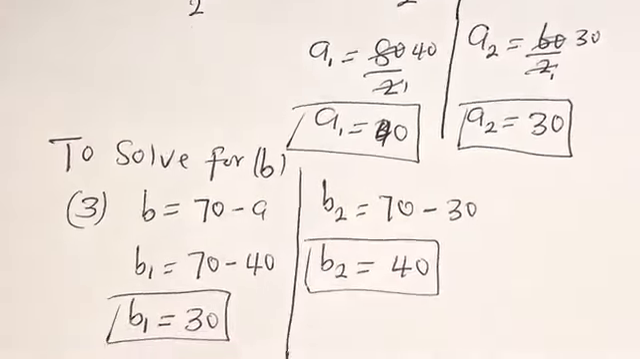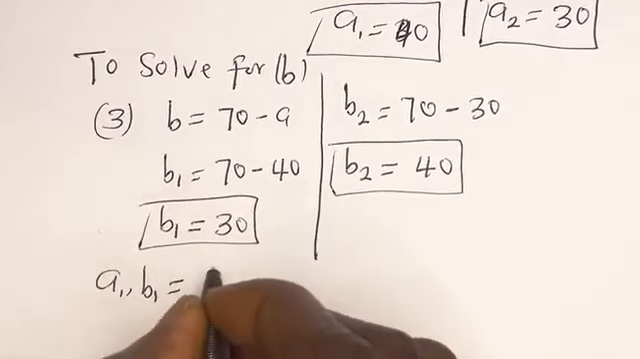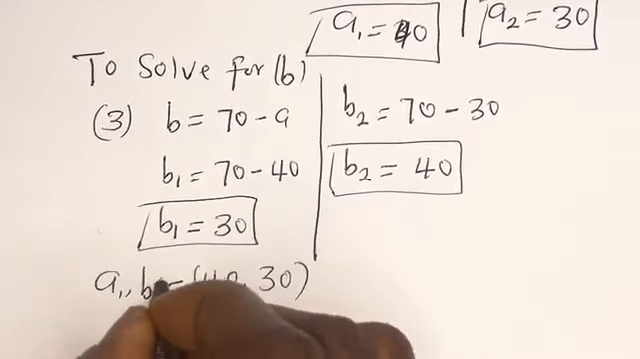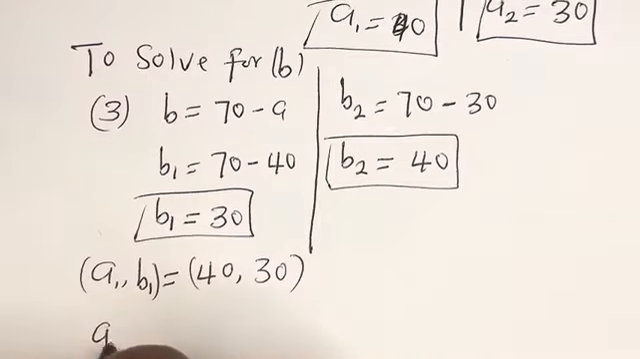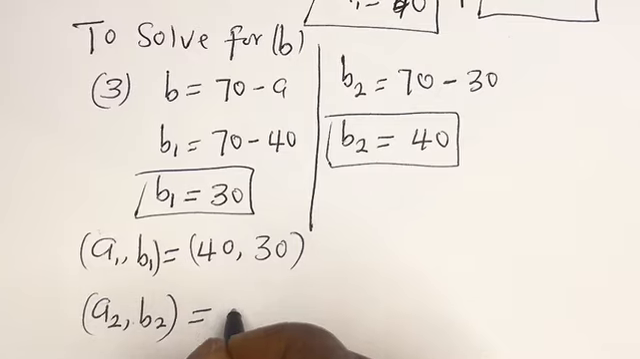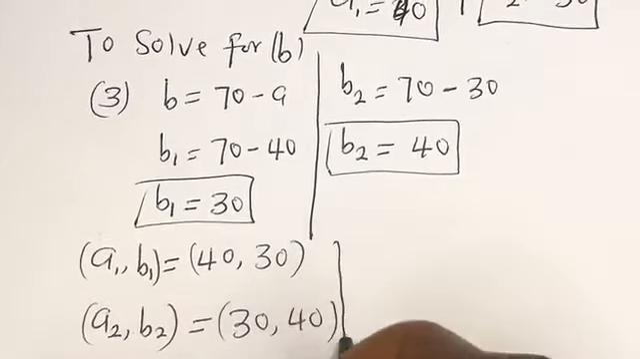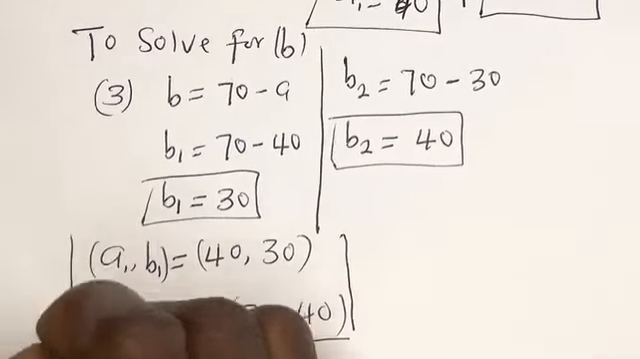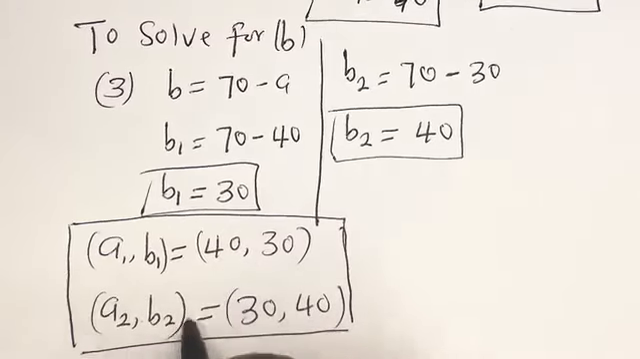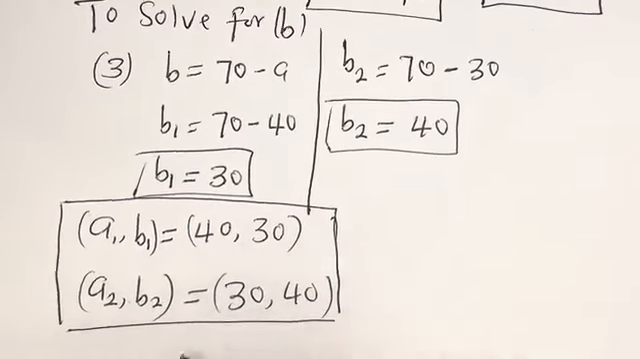Therefore, our final answers are A1, B1 is equal to 40, 30. A2, B2 is equal to 30, 40. These are the final answers. You can see that the value of A1 here is equal to the value of B2 here, and the value of B1 here is equal to the value of A2 here. We may check to confirm if this answer is right or wrong.